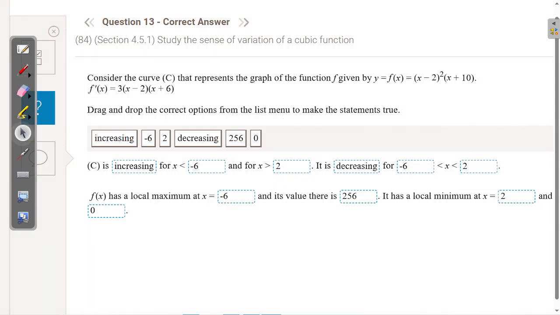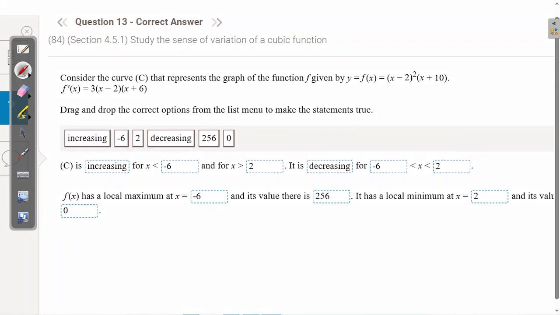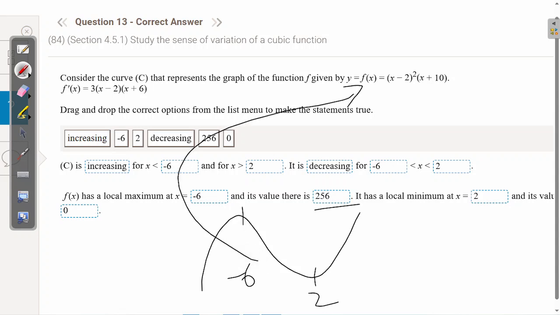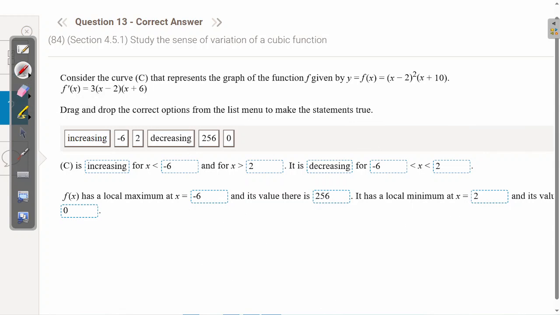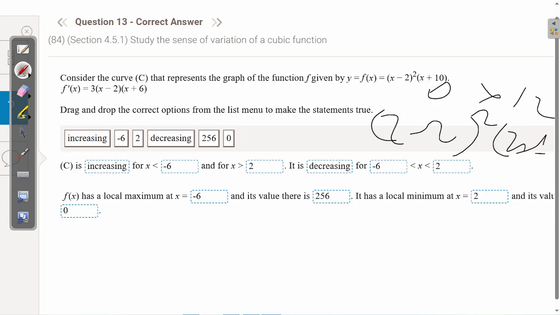Okay. And now, oh, the graph we just drew that I erased by accident. It was like this. So negative 6 is a local max and 2 is a local minimum. And we substitute the value in here to get this. So negative 6 minus 2 squared, negative 6 plus 10. So you get 64 times 4, which is equal to 256. We'll do the same with 2, so it will be 2 minus 2 squared times 2 plus 10. So 0 times 12 equals to 0.